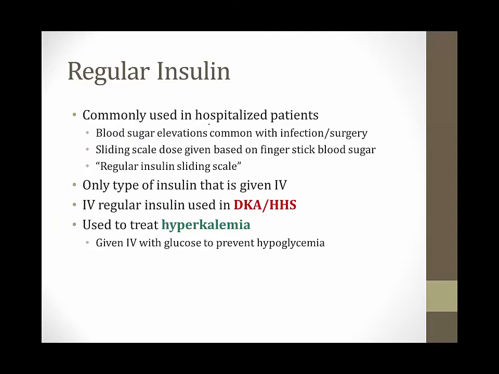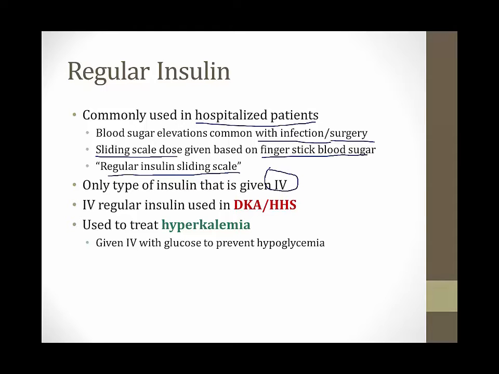Regular insulin is commonly used among hospitalized patients. Blood sugar elevations are common among diabetics who are in the hospital with infections or who have undergone surgery. You will often prescribe what's called a regular insulin sliding scale. This is a sliding scale or escalating dose that is given by the nurse based on how high the fingerstick blood sugar is at the bedside. Regular insulin is also the only type of insulin that is given IV.